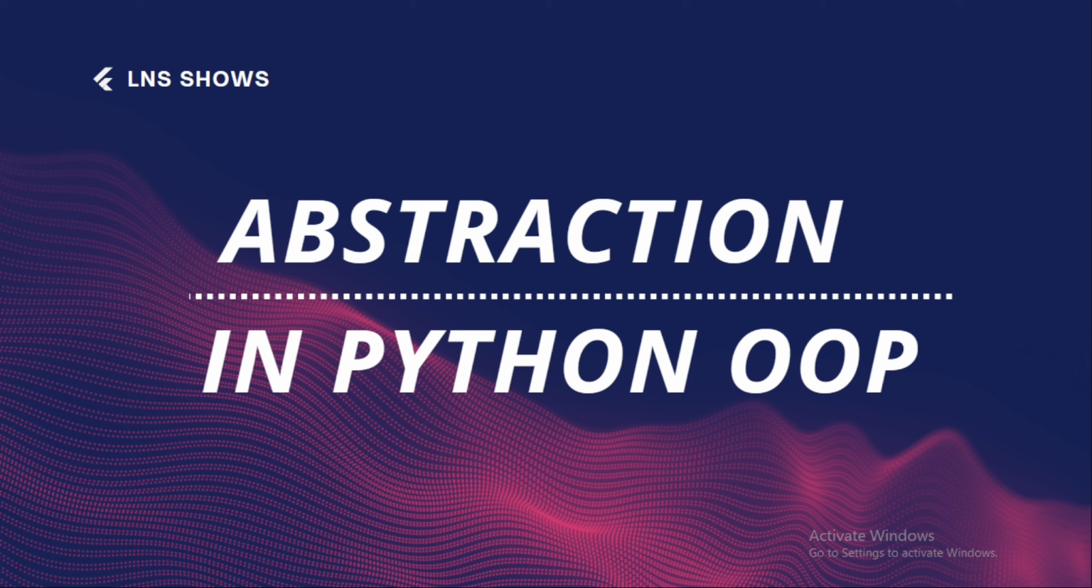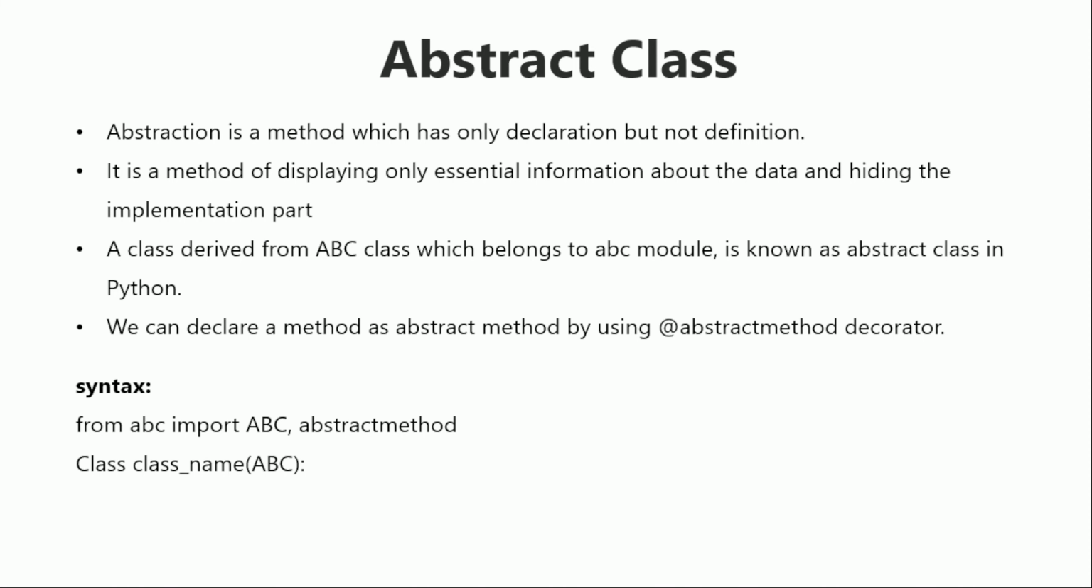In today's session, we will be discussing abstraction in Python object-oriented programming. Abstraction is a method which has only a declaration part but no definition part. It's also a method of displaying only essential information about the data and hiding the implementation part. So how can you call a class an abstract class?